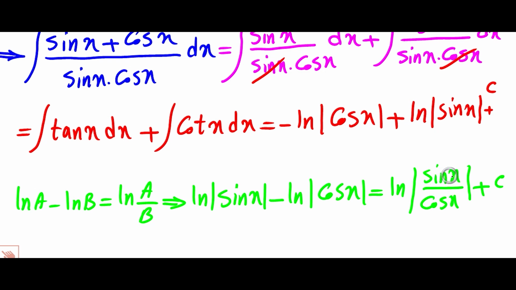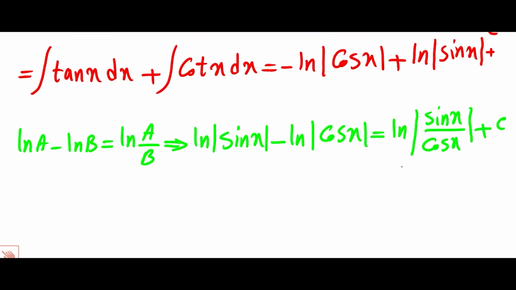Since sine of x over cosine of x is tangent of x, our final result is ln of the absolute value of tangent of x plus c.